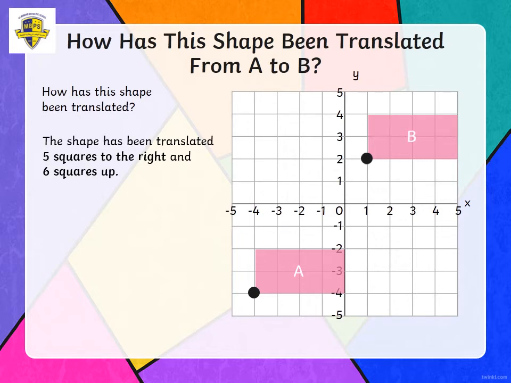So we are moving 5 squares to the right. Then let's check how many up. The black point on A was -4. Then move to 2. So from -4 to 2, let's count how many squares. 1, 2, 3, 4, 5, 6. We stop here. So we move 6 squares up.